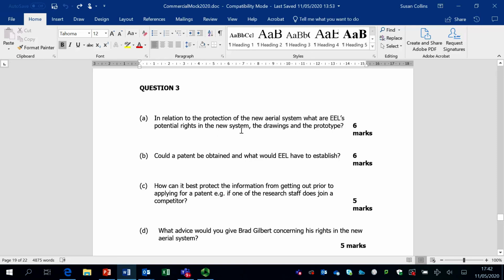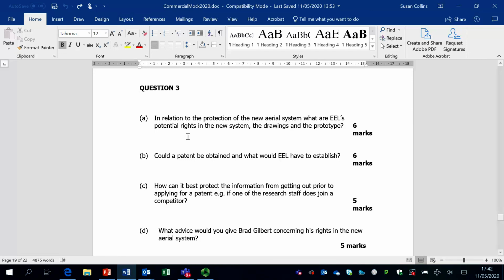Copyright potentially for the drawings as an artistic work. I'd expect you to refer to the section number there. Could also be copyright in relation to any instructions or whatever, but it's specifically asking about the drawings here, so you'd be talking then obviously about copyright in those drawings. And then also you'd be talking here about design right potentially.